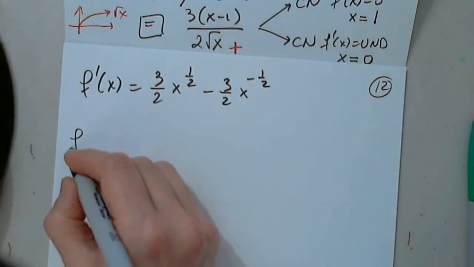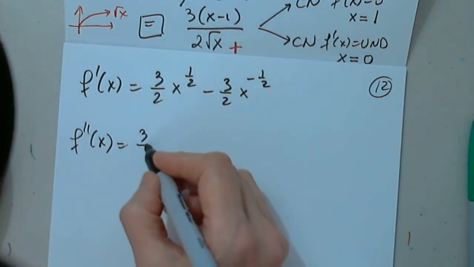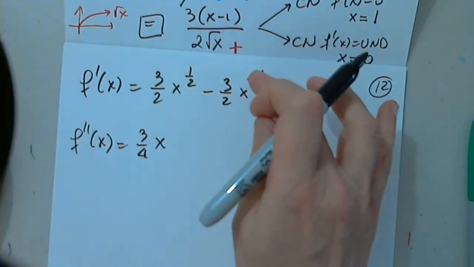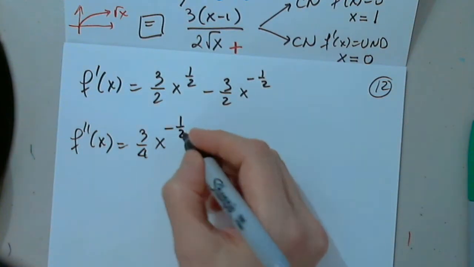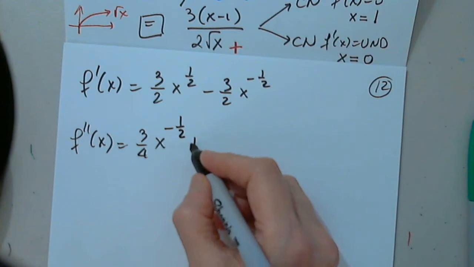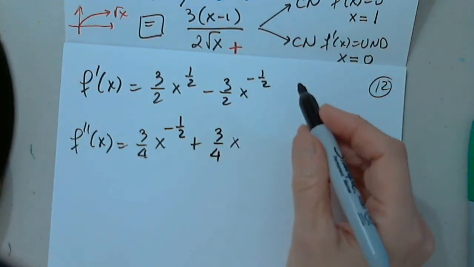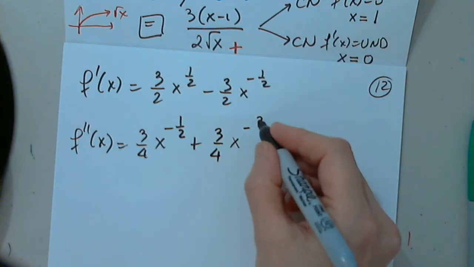Okay, so the second derivative. Bring down 1/2. 3 over 4, x to 1/2 minus 1, negative 1/2. Bring down negative 1/2. Two negatives, positive 3 over 4. And x to negative 1/2 minus 1, which is negative 3/2.